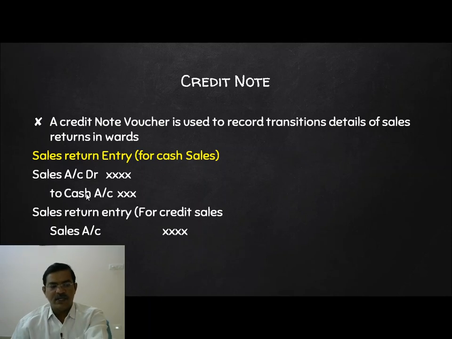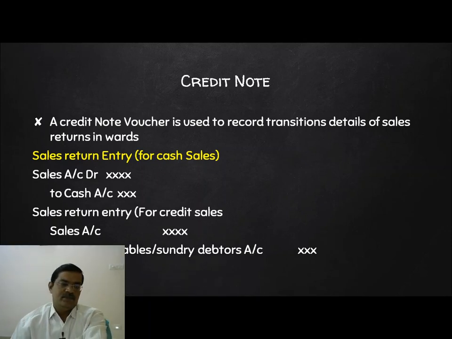Okay, that is the sundry debtors name. Receivable, sundry debtors. Like this is the purpose. So very simple: debit note is used for purchase returns, credit note is used for sales returns. Any adjustments can be made using the journal voucher.